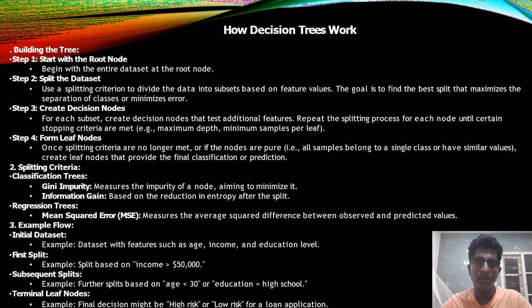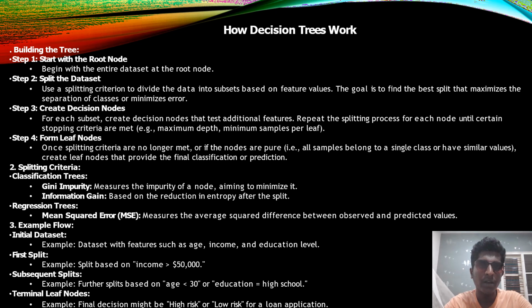How a decision tree works. Building the tree. Step 1. Start with the root node. Begin with the entire dataset at the root node. Step 2. Split the dataset. Using the splitting criterion to divide the data into subsets based on feature values, the goal is to find the best split that maximizes the separation of classes or minimizes error.